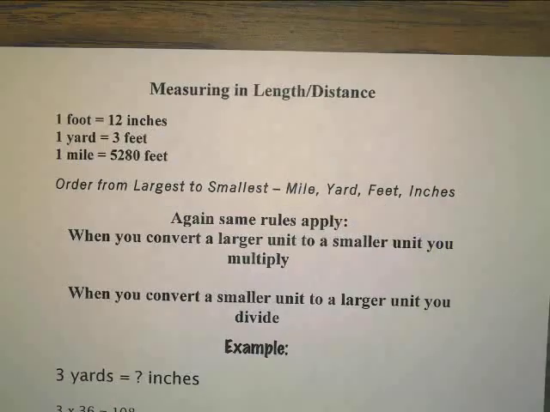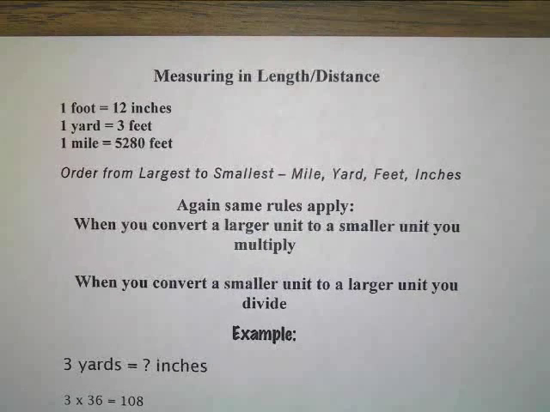All right, so now we're going to go into length and distance. So measuring in length and distance, we have 1 foot is equal to 12 inches, 1 yard is equal to 3 feet, and 1 mile is equal to 5,280 feet.